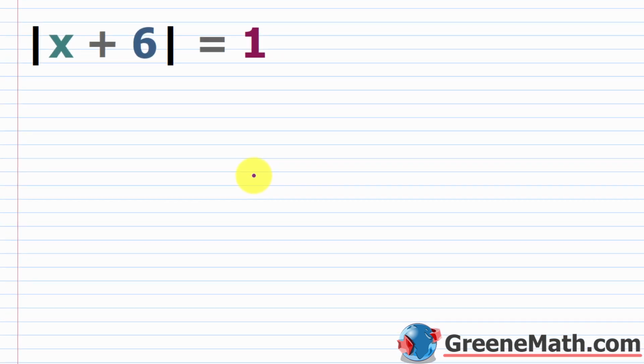Now for this type of equation, the first thing we want to do is isolate the absolute value operation on one side of the equation and then have a single number on the other. So in this particular case, we already have that. We have the absolute value of x plus 6 isolated on the left, and we have this 1 that's isolated on the right. Okay, so from here, what do you do?